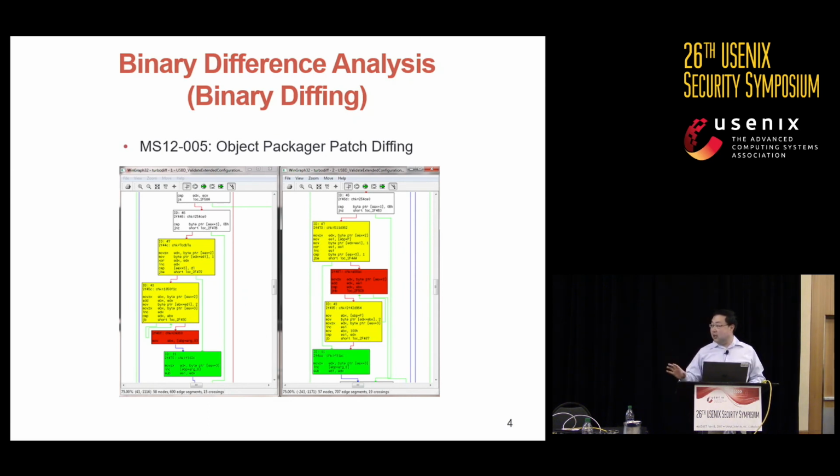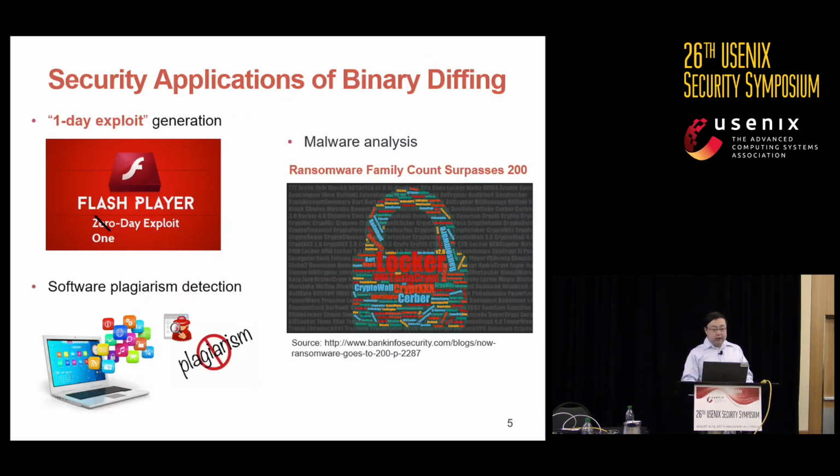And the binary diffing technique has been applied in many other important security analysis tasks. For example, the difference between the binary code and its patched version can reveal the important information about the vulnerabilities just fixed. And attackers can utilize this information and quickly generate a so-called one-day exploit. And the difference between, for example, the intellectual property protected binary code and the suspicious binary code indicates a very possible case for software plagiarism. So binary diffing analysis can also apply to detect binary software plagiarism.